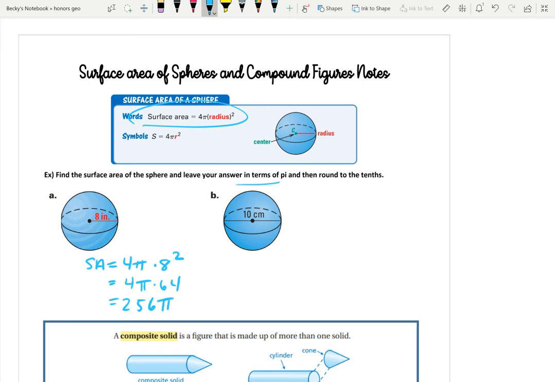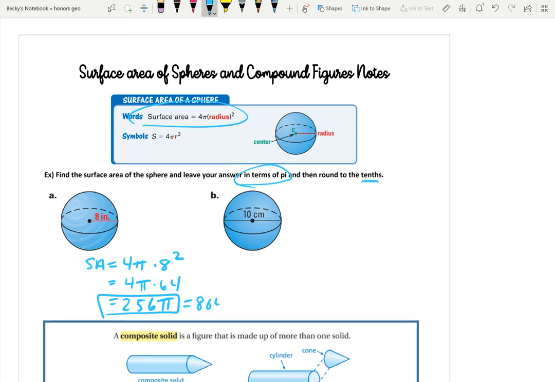Now, when this says leave it in terms of pi, this is what we're looking for. We want pi in the answer. Now, if I want you to round this to the tenth, we're going to times this by pi. And I have a pi button on my calculator. You could use 3.14. It's probably going to be pretty close to the same thing. See if you can get this answer.